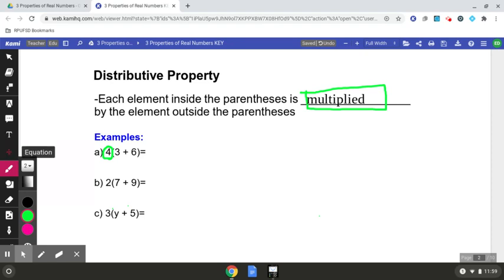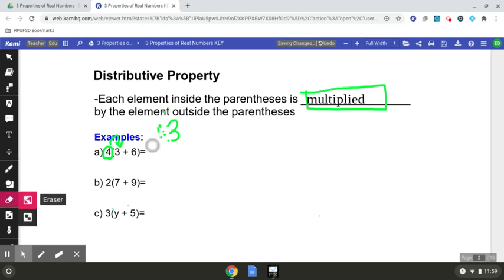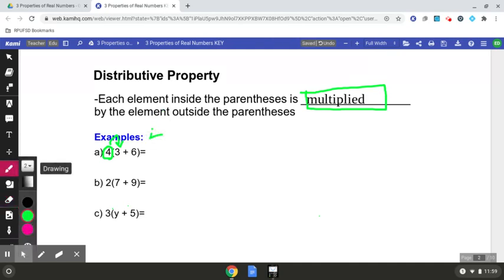So what would happen is we would take that 4 and multiply it by the 3. I'm going to write the work to the right. So we want to do 4 times 3. Let me make that neater for you guys. You would do 4 times 3, and then you're going to distribute it to the 6, so it would be 4 times 6. So 4 times 3 is 12.